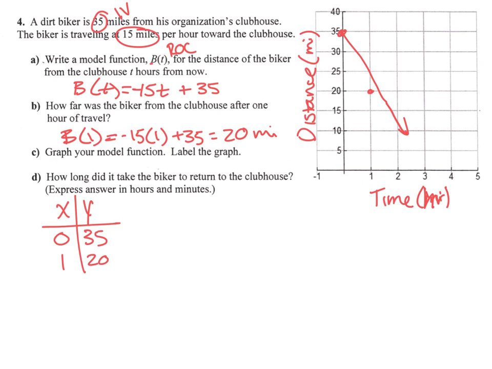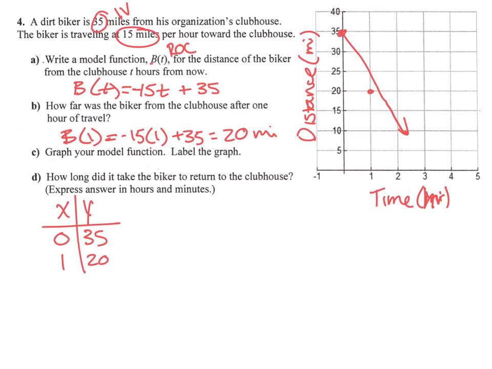Okay, now part D. How long did it take the biker to return to the clubhouse? 2 hours and 20 minutes. Okay, so back to my example with Jackie. Let's say I'm standing where Jackie is, okay? How many miles am I away from Jackie? 0. I'm 0 miles away from Jackie, okay?